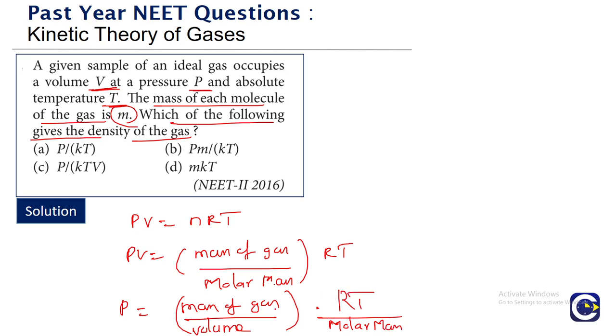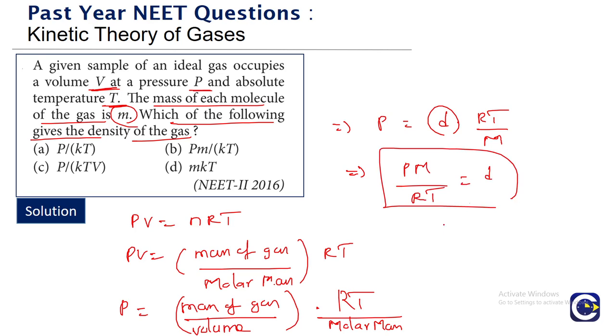So what is mass of the gas by volume? It is the density. So what we'll have is P is equal to density into RT by capital M. Capital M will be what? Molar mass of the gas. So from here, we are looking for density, so what is the density? P into capital M by R into T. This is the density. So here what is capital M? Molar mass of the gas. R is what? The universal gas constant, which is also called the gas constant per mole.